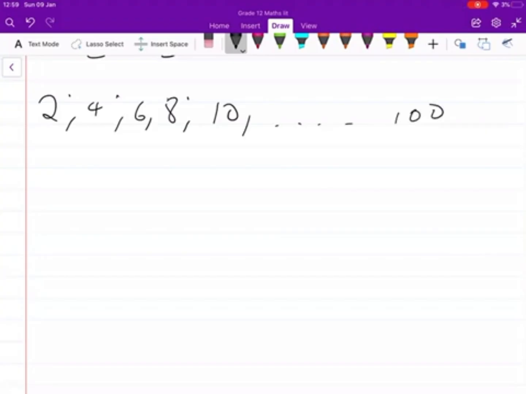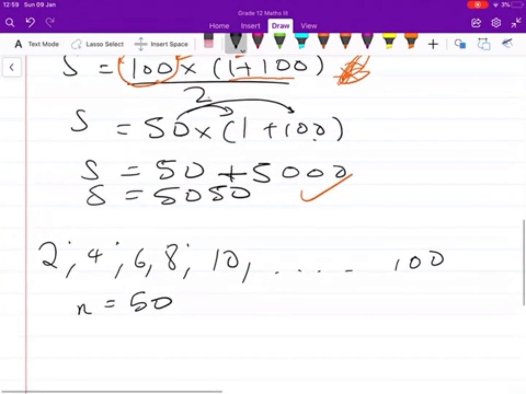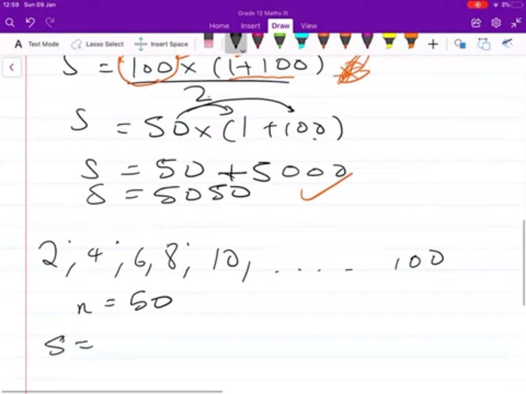2, 4, 6, 8, 10 all the way to 100. How many terms are there, guys? Well, you are right, there are 50 terms, because you are skipping a term. Okay, there are 50 terms. So using this approach, it says if I know how many terms there are, if I know that there are 50 terms, so this will be 50 terms.